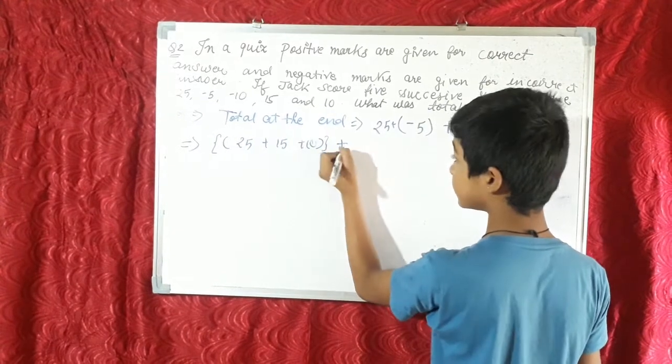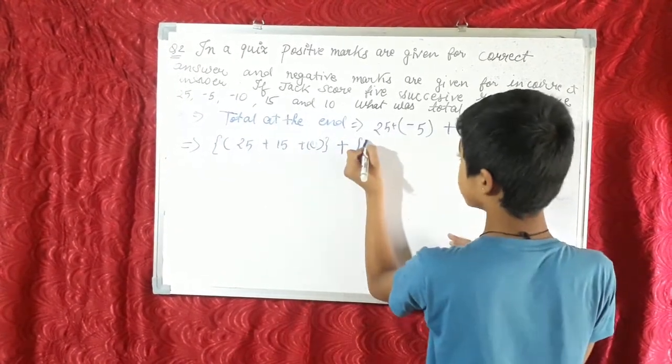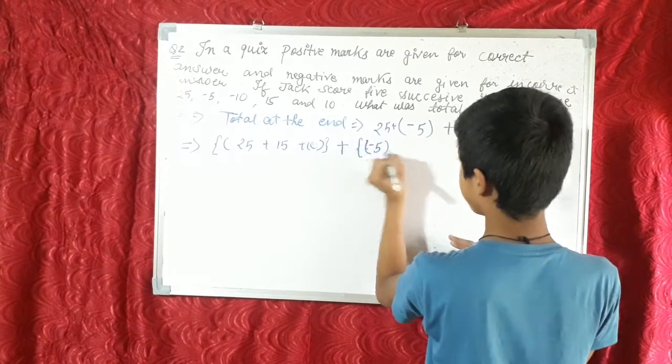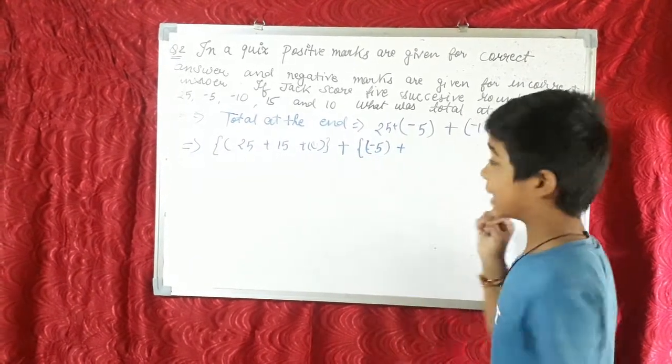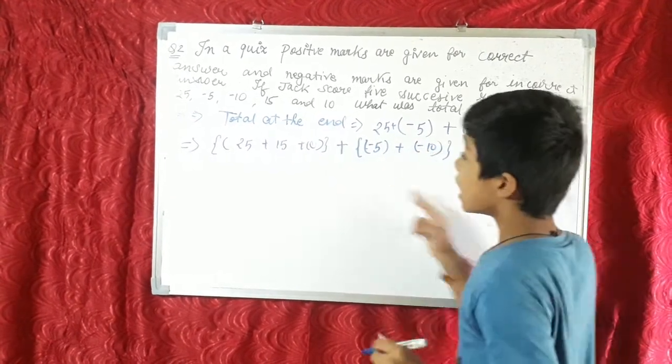Then we will write here a plus sign. Then put here a curly bracket, then it is a minus sign. So we write a curly bracket, then minus 5, then close the bracket. Then we have to write a plus sign. Okay. Then what do we write? Minus 10. These are the 5 successive rounds.